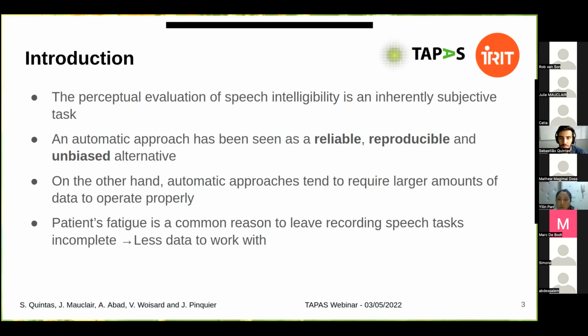And given this, an automatic approach has been seen as a reliable, reproducible, and unbiased alternative that could counter the subjectivity associated to these measures, and also free the practitioner to perform some other tasks that are also highly important within a clinical setting. On the other hand, despite this, we know that automatic approaches tend to require larger amounts of data to operate properly, especially in the case of machine learning and deep learning. And in the field of pathological speech, there's not always a lot of data, especially due to patients' fatigue, which is a common reason to leave recording speech tasks incomplete, so we have less data to work with. So we need to make the best use out of the data that we have.